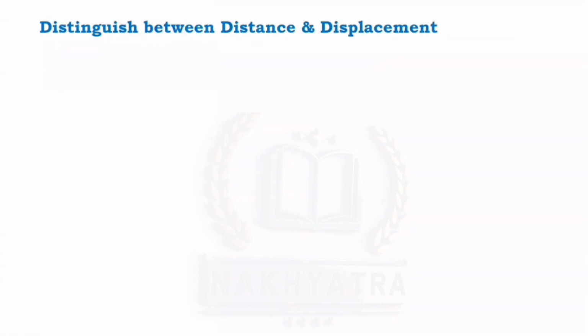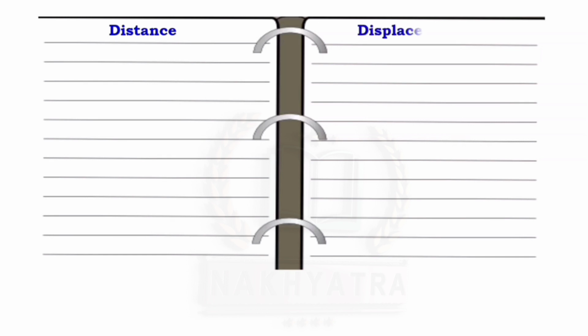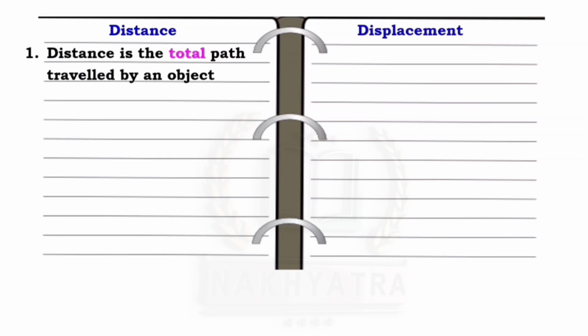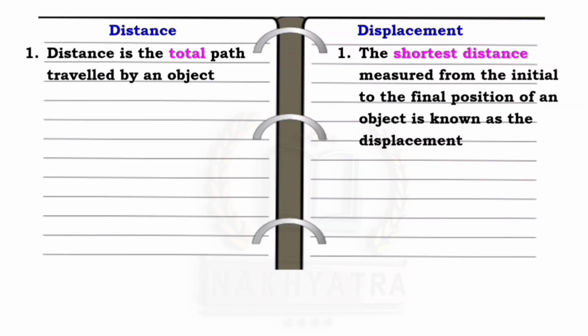Distinguish between distance and displacement. Now see here, for distance, it is the total path traveled by an object. I already explained you by an example. But in displacement, it is the shortest distance measured from the initial to the final position of an object, known as the displacement. So it is the shortest distance measured from the initial to the final position.